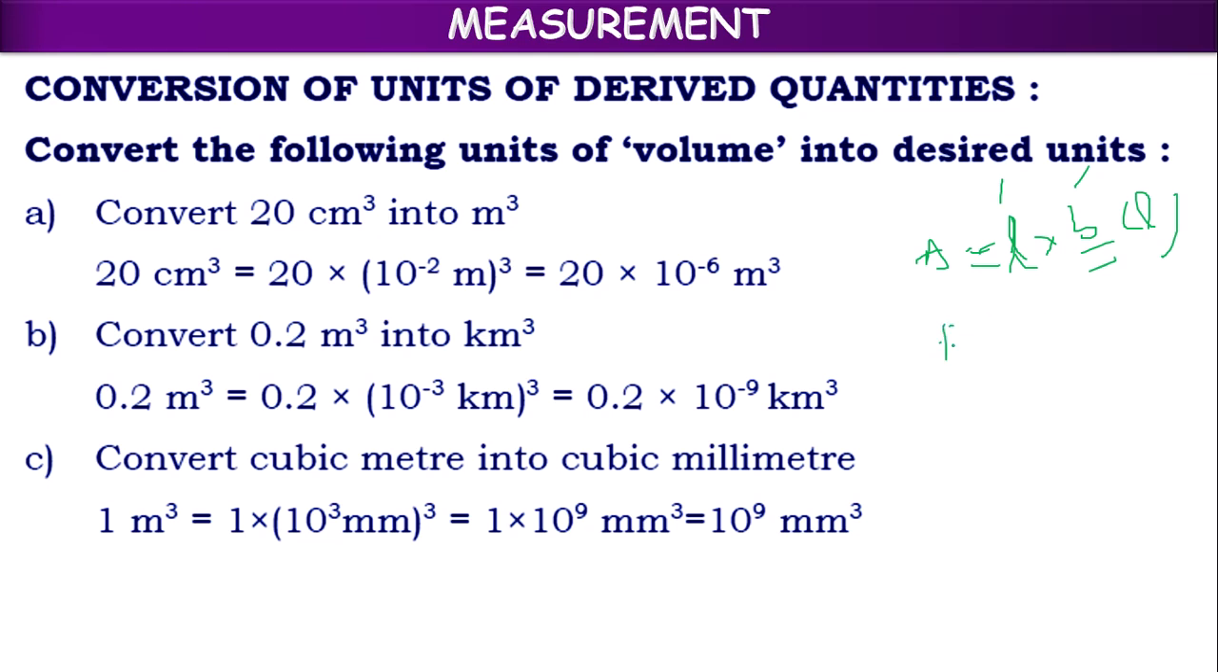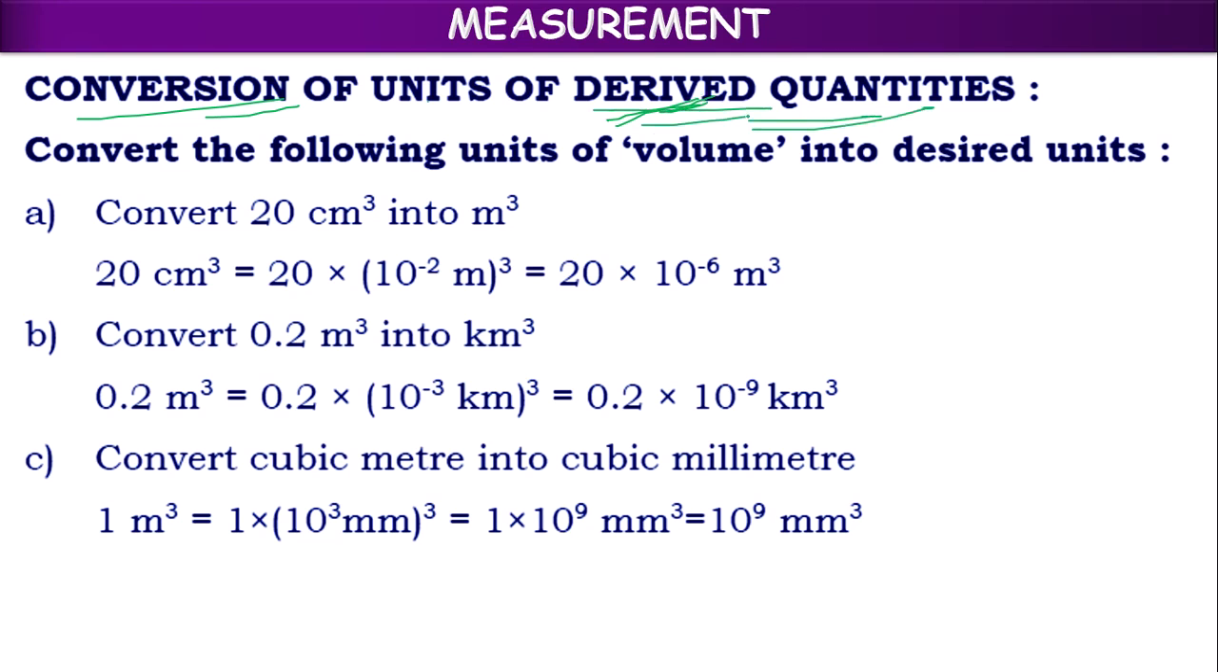Or force, or the velocity formula. Velocity means how much displacement travelled in how much time. Displacement is a kind of length. So velocity is a quantity which depends on two fundamental quantities, length and time. So it's a derived quantity. For that type of quantities, we are going to learn about their conversion of units. The quantities which depend on fundamental quantities are considered derived quantities.